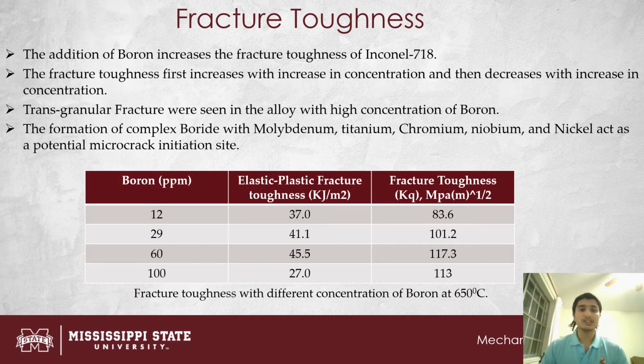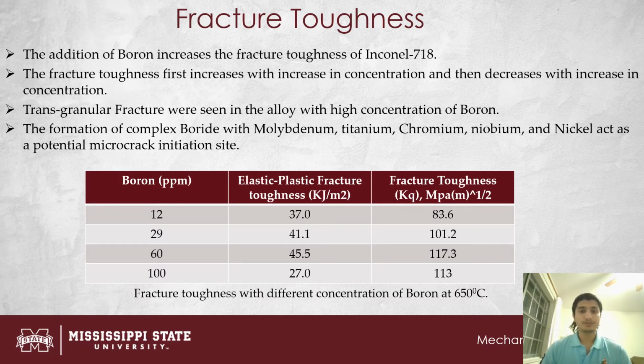This is shown in the table here, which shows that when the boron is increased from 12 to 60 parts per million, the elastic plastic fracture and fracture toughness are increasing. But when it reaches 100 parts per million, the fracture toughness has gradually decreased. This shows that first it increases, then decreases. The transgranular fractures were seen in the alloys with higher concentration of boron.